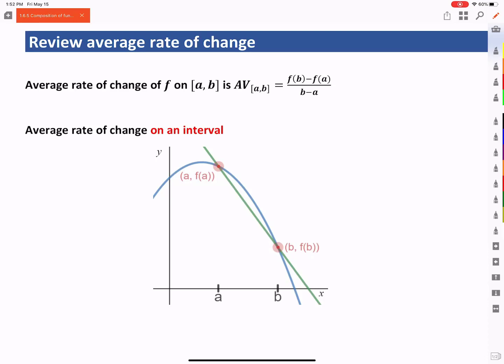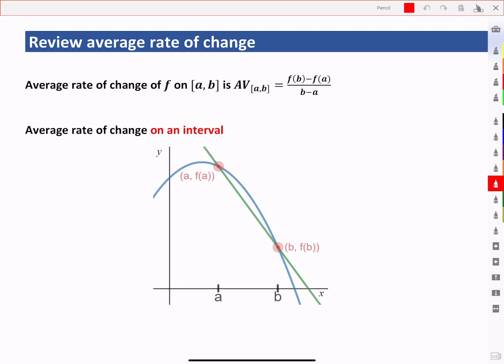In the figure below, we see the familiar representation of the average rate of change of f on the interval a to b as the slope of the line joining the points a, f of a and b, f of b on the graph of f.